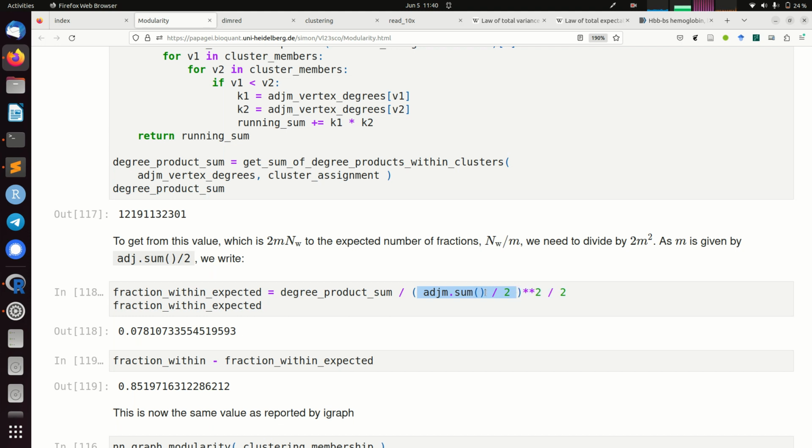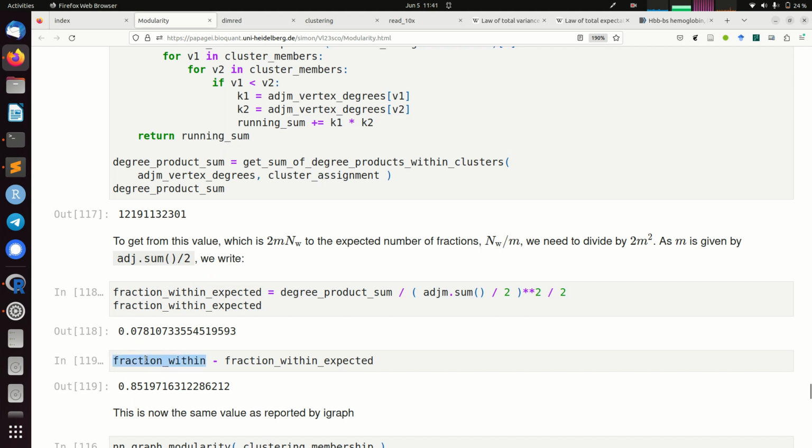I thought, okay, divide by m squared and then by 2. But of course, I had forgotten that the sum of all the entries of the adjacency matrix is not the number of edges, but twice the number of edges, because the matrix is symmetric. So I spent an hour figuring out why, because I forgot this missing half here. And now I get the exact value of a fraction within expected.